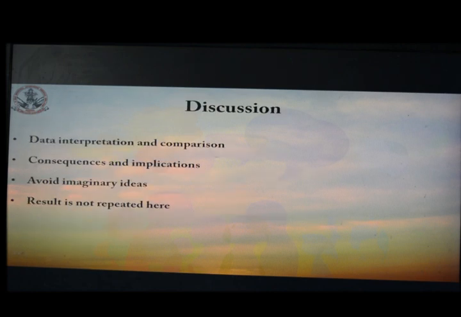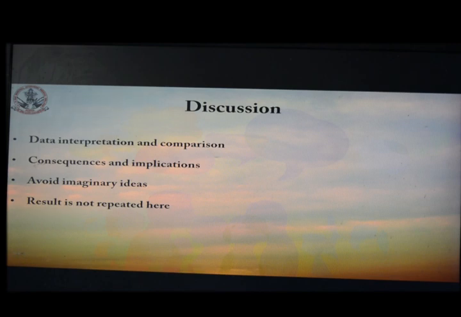Then it comes to the discussion portion. This is the portion of data interpretation and comparison of data. Interpretation means what is inferred from the result. Every portion should be supported by evidence and proper citations. Consequences and implications of the taken research problems and hypotheses are discussed here. Imaginary ideas are avoided in this case. Results are not repeated here.